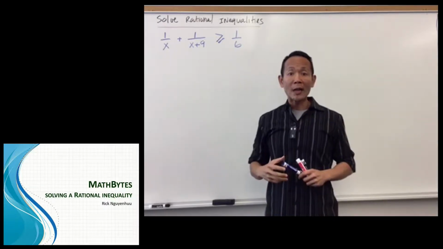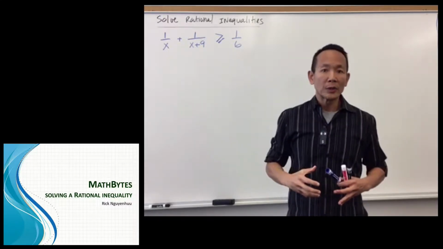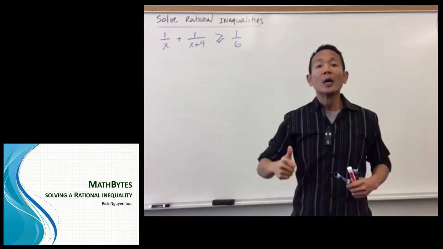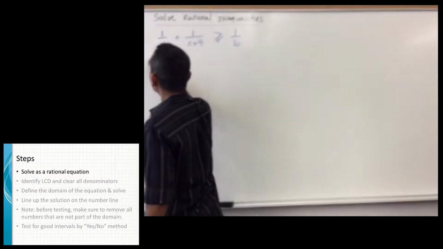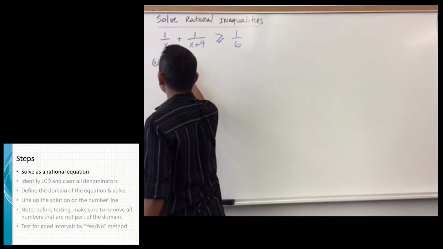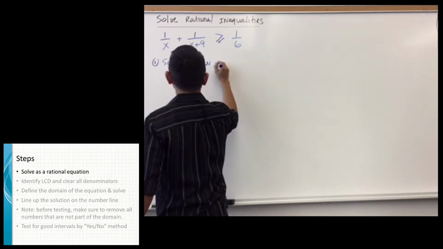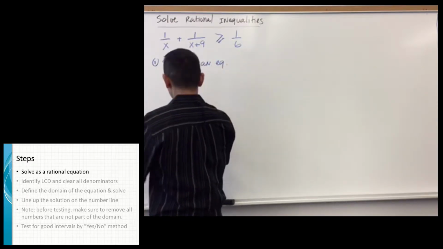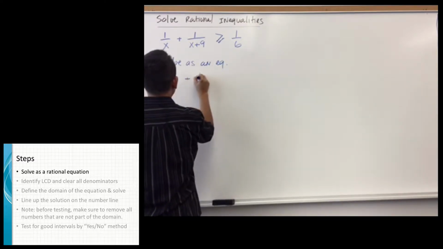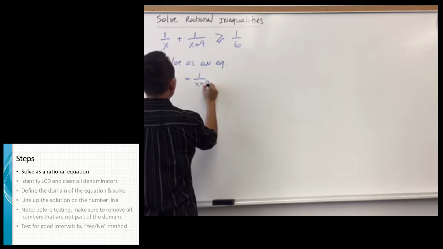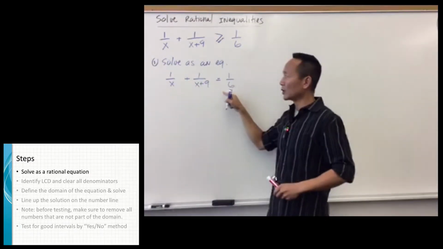To solve a rational inequality, you have to solve it as a rational equation first. So step number 1, solve as an equation. So we have 1 over x plus 1 over x plus 9 equals 1 over 6. Now this is the rational equation.